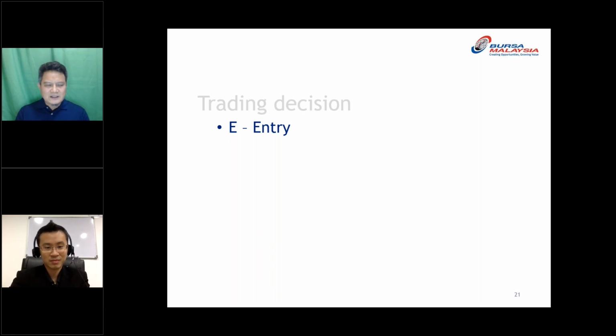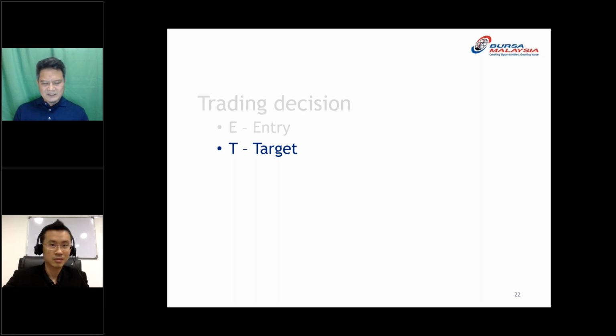This is what you do. The first is the entry price. Second, what is your target? You want to buy now, let's say at 2 ringgit. What is your target? At least the target must be reasonable, or worth it. There's no point buying at 2 ringgit and your target is only 1 cent or 2 cents. So at least it's maybe about 5% or 10%. That is your target.